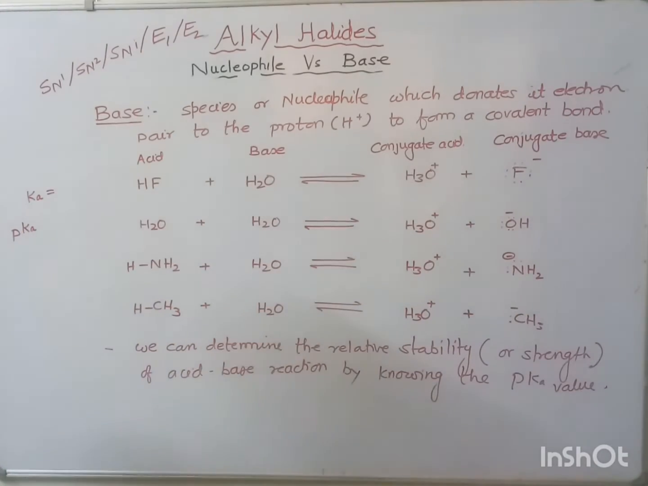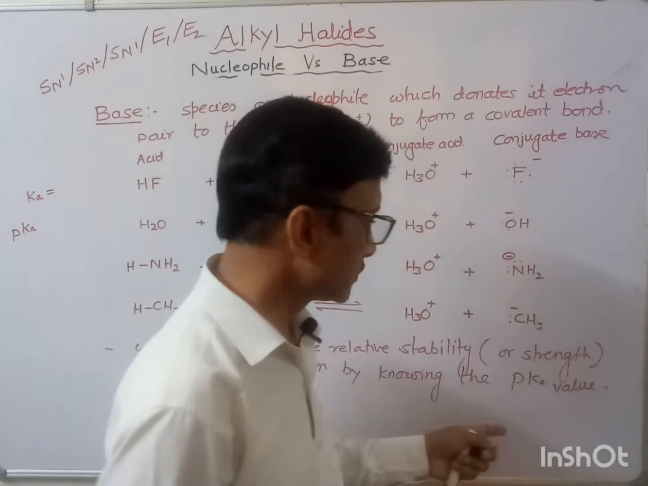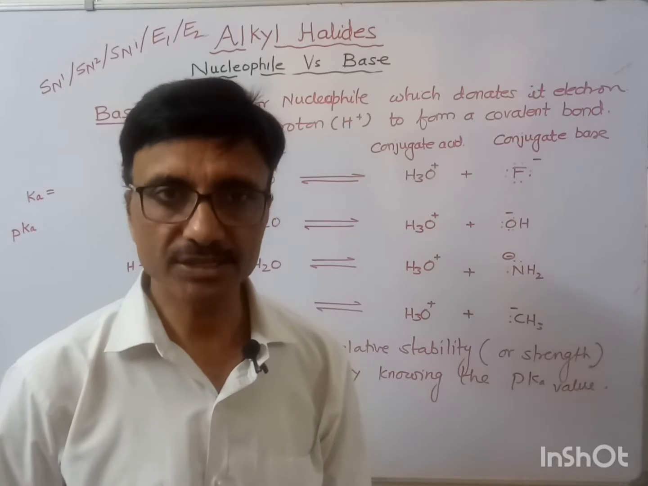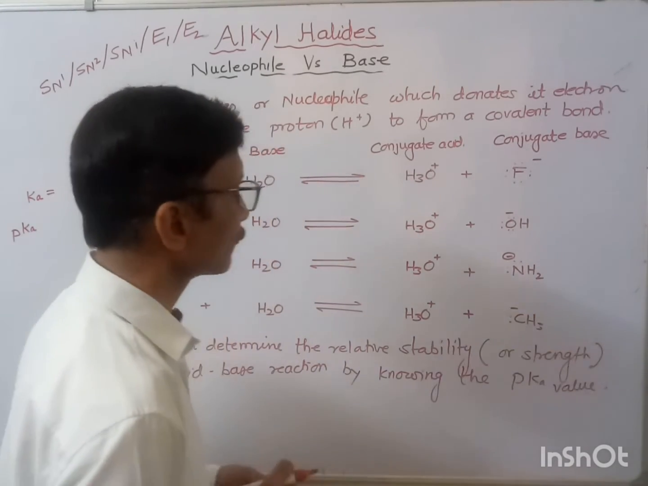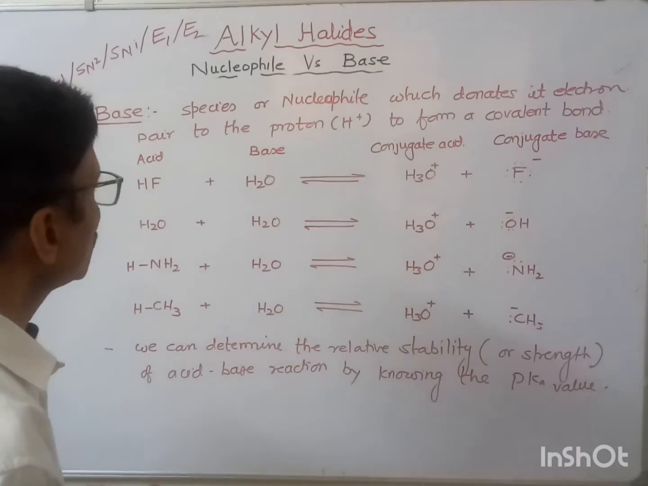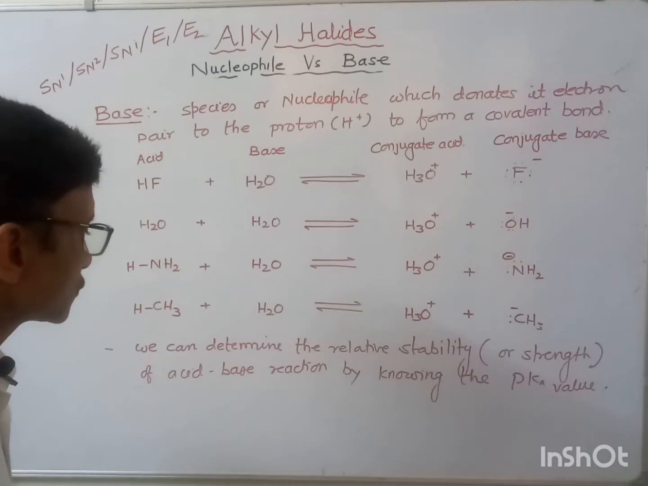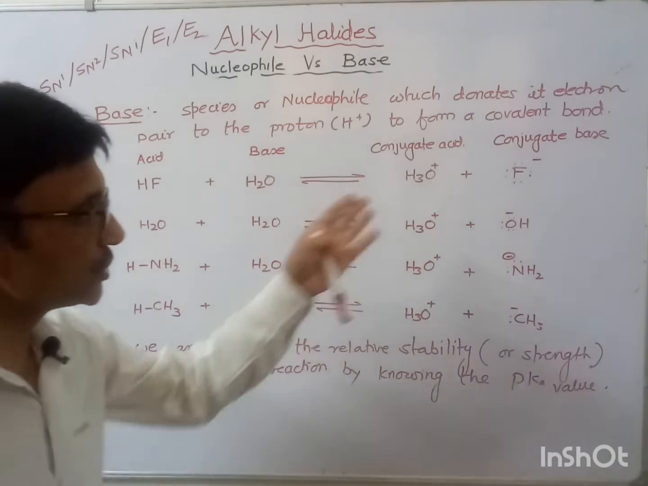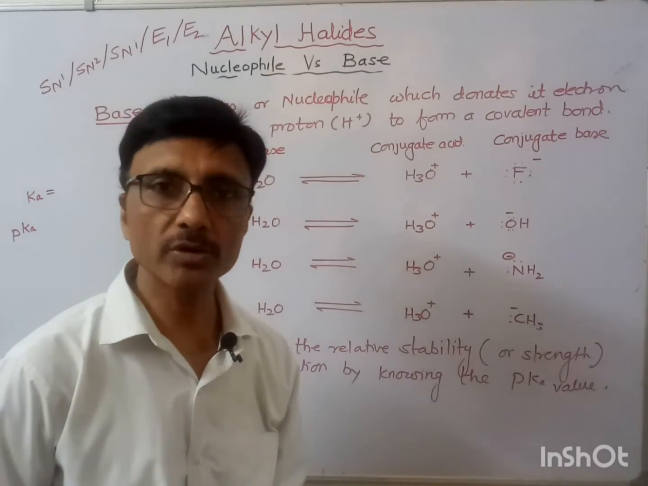By determining the pKa value, we know the lower the pKa value, the higher the acidic strength. This will give you the relative strength of the acid and base, or the relative stability of the conjugate base. So which conjugate base is more stable?